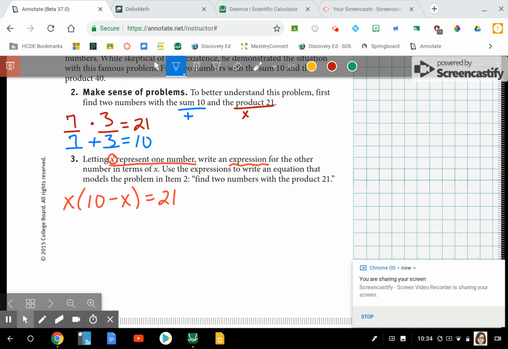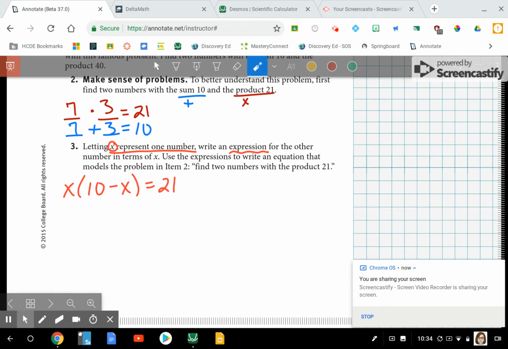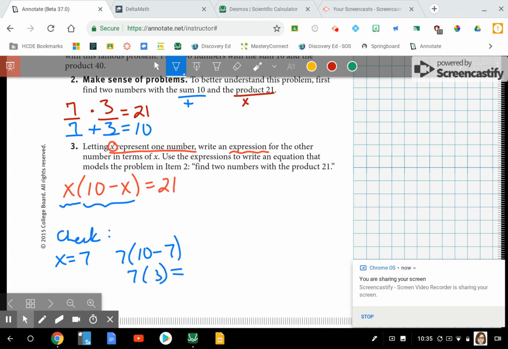So this relationship, we can write a function to represent it. Let's say instead of 7 and 3, we could use any x value. That could be represented like this, and this could be our 7. Therefore, if you did 10 minus 7, you would get 3. So let's check this function. If x equals 7, we would have 7, then 10 minus 7, which is 3. 7 times 3 is 21.